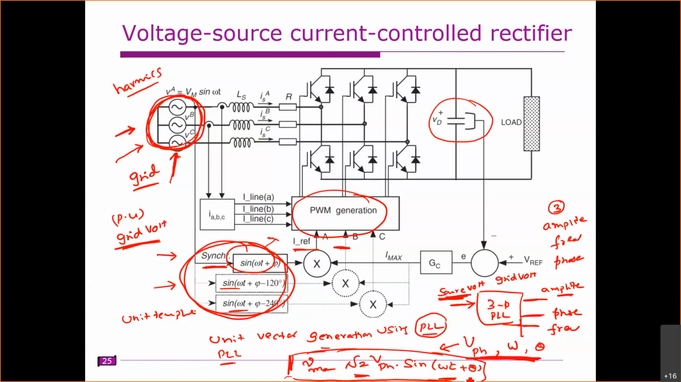Still, if this amplitude is moving, for example, in one cycle the peak value is 300 volts, in another cycle the peak value is 301 volts or 300 volts, still this amplitude is varying, right? So this amplitude is varying, but this phase and frequency are locked. So when we have a distorted supply voltage, that can be overcome by using this unit vector generation using phase lock loops. Is that clear? So the idea is simple.